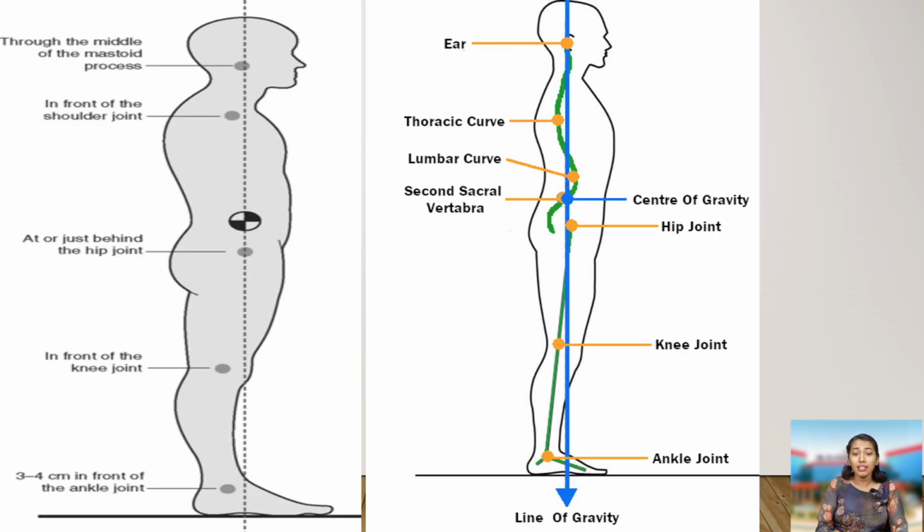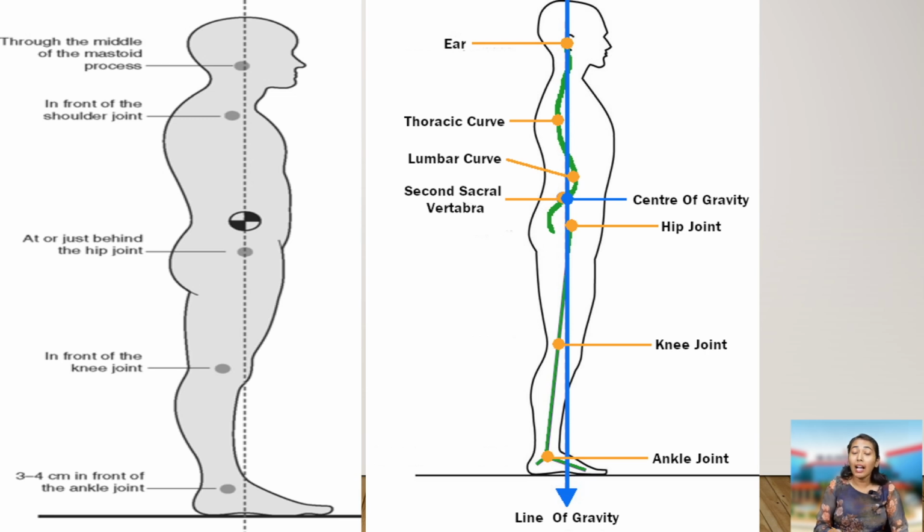So as you can see in this picture, there is this line of gravity that is passing through your body, and it is passing through the center of mass, at the second sacral vertebra. Now it passes at every point. It will pass at the ear, your cervical, thoracic, lumbar, then of course your hip joint, knee joint and ankle joint.